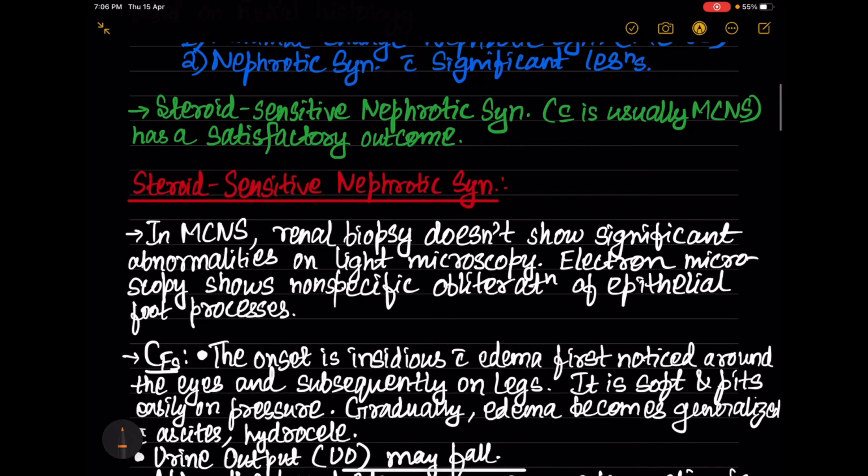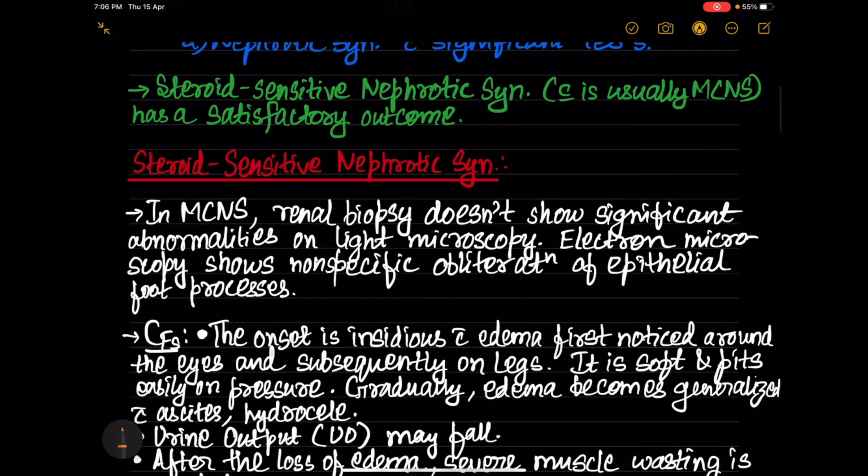So, in MCNS, that is minimal change nephrotic syndrome, renal biopsy doesn't show significant abnormalities on light microscopy. But on electron microscopy, non-specific obliteration of epithelial foot processes is seen.